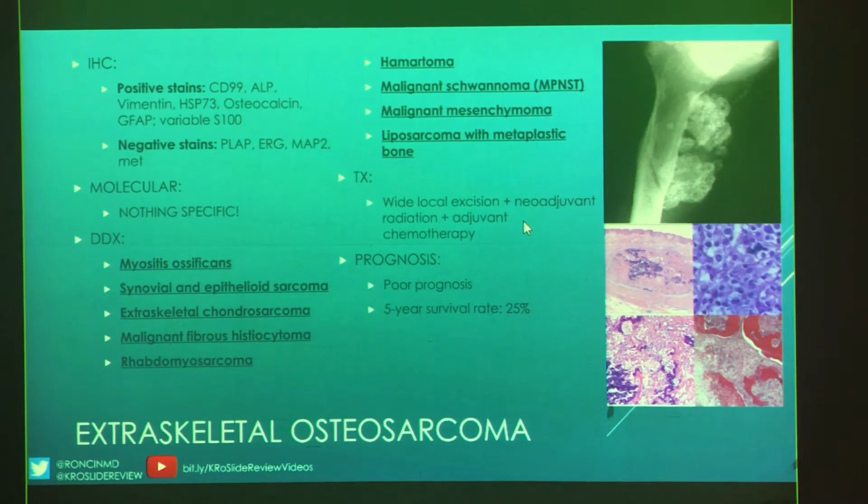But luckily it is extremely rare, and rare in the realm of sarcomas is a good thing since sarcomas themselves are relatively rare. And just giving you a little bit of a radiological appearance. So to me this almost looks bubbly, almost like popcorn or cloud-like.